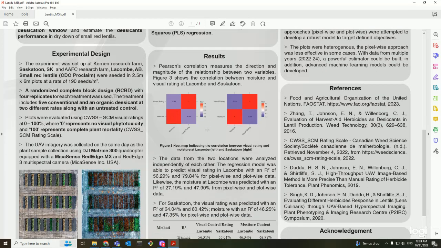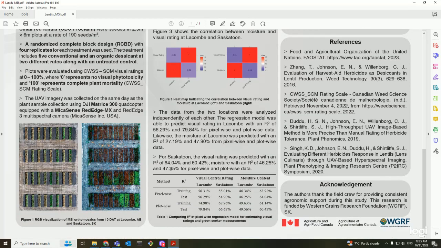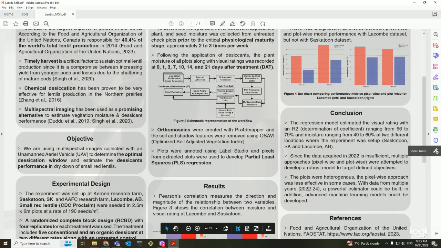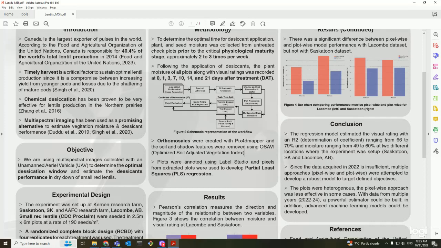So here are the results. We have the Pearson correlation, which indicates a negative correlation, but we don't see a strong correlation. It is between 0.5 and 0.6, so this indicates a moderate, not very strong, but a moderate negative correlation. We analyzed in 2 different ways, pixel wise and plot wise. We obtained R squared somewhere between 66 to 79% for visual rating and 49 to 60% for moisture.